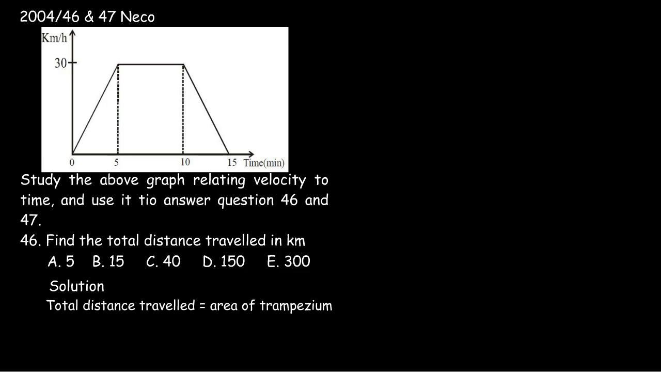And our b will be 15 minutes, converting to hours, it will be 15 over 60. So putting this into our formula, it will be equal to half in bracket 5 over 60 plus 15 over 60 times 30. And when we simplify this, it will be equal to 5 kilometers.